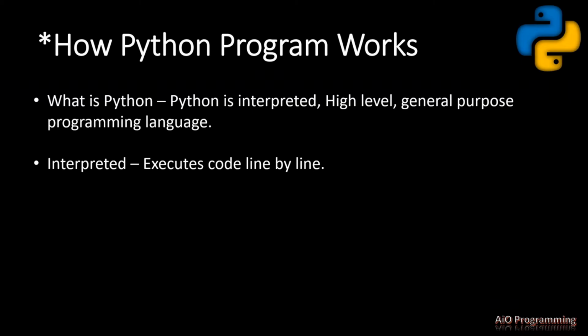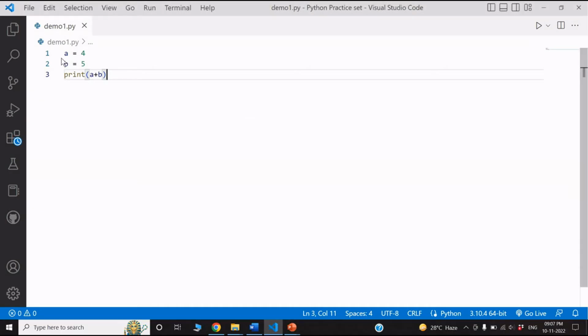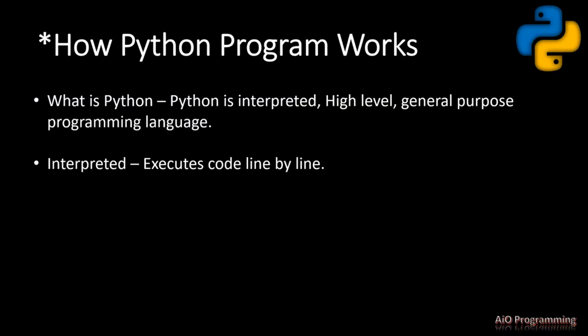To illustrate this, I have written a simple code here which will add these two numbers. In Python, the interpreter executes this source code line by line. It will first take the line a equals 4 and execute it, then come to the second line and execute it, and then come to the third line and execute it. So here Python is an interpreted language.